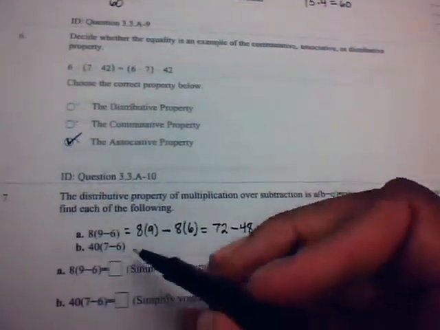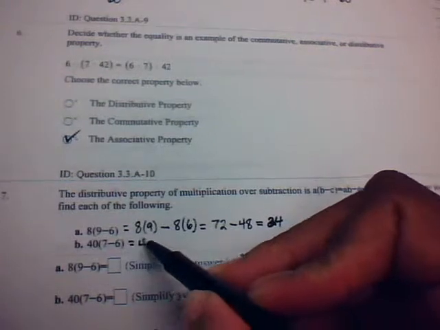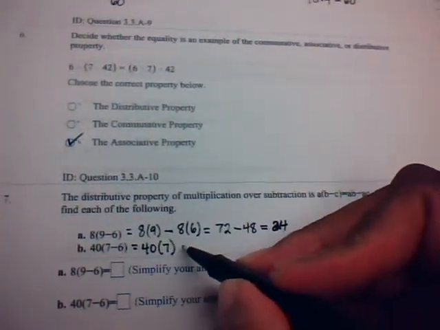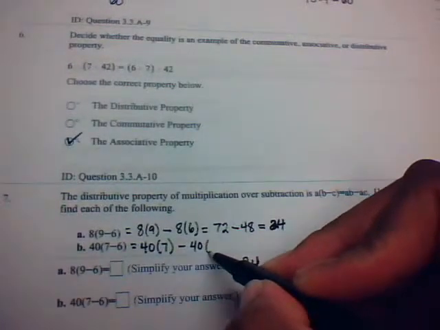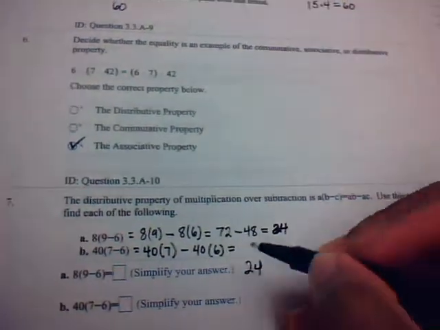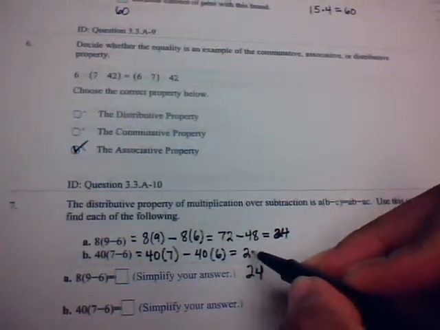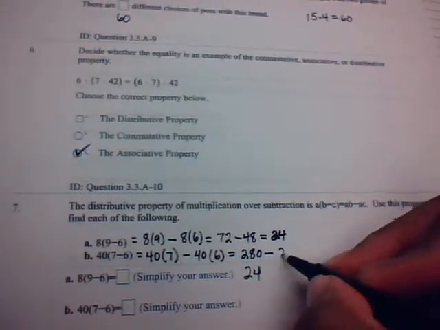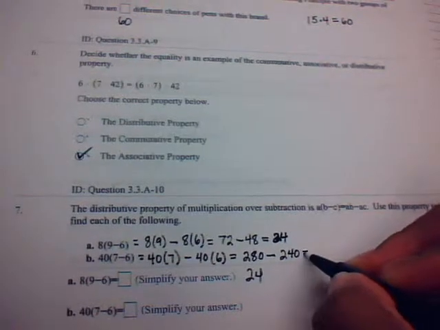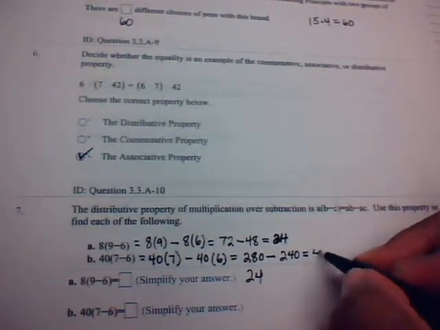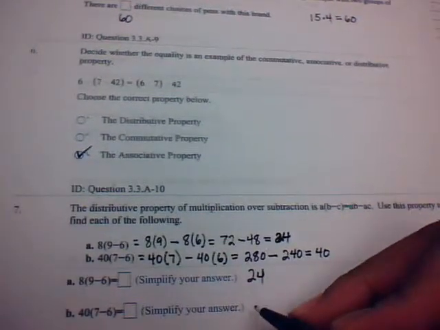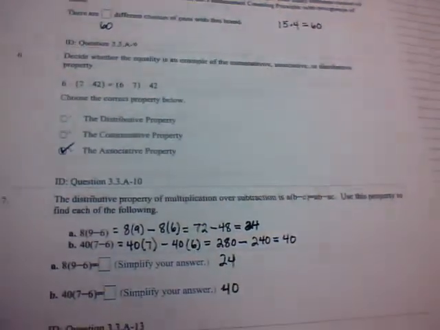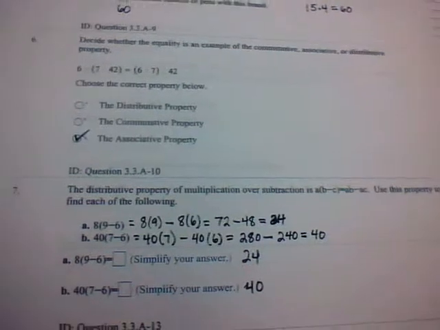And then part B is done the same way. Distribute the 40 over the 7 and the 6. So now you have 40 times 7 minus 40 times 6. Well, 40 times 7 is 280 minus 40 times 6, that's 240. And then 240 from 280 will give you 40. So 40 times parentheses 7 minus 6 will give you 40 as an answer.